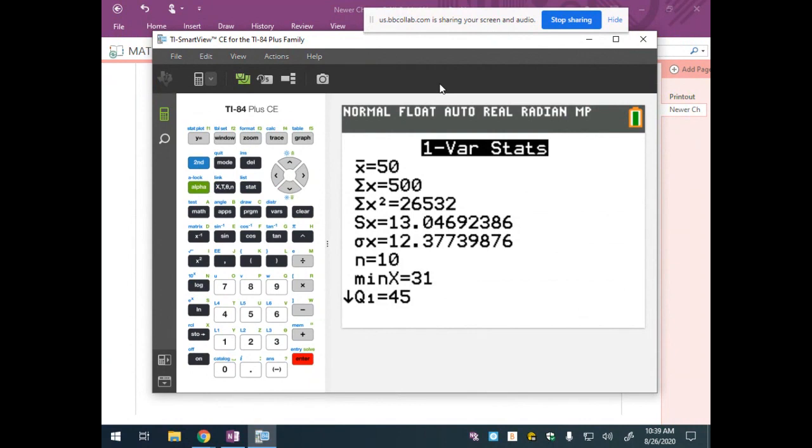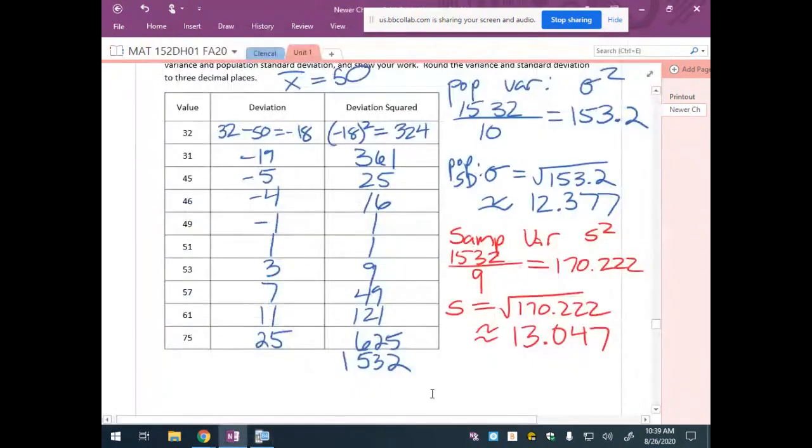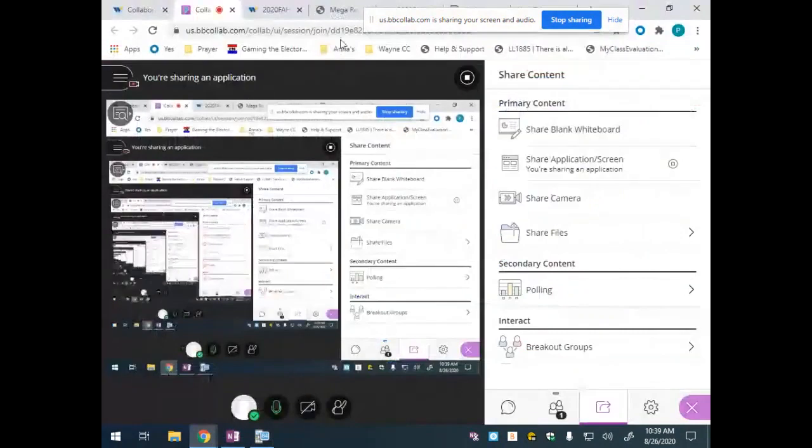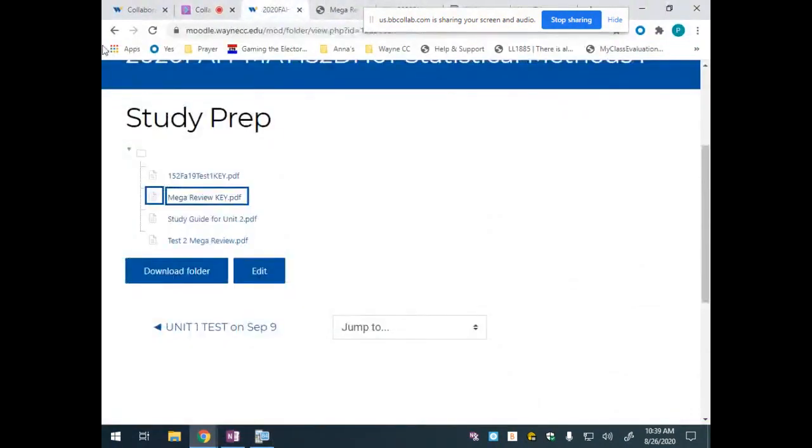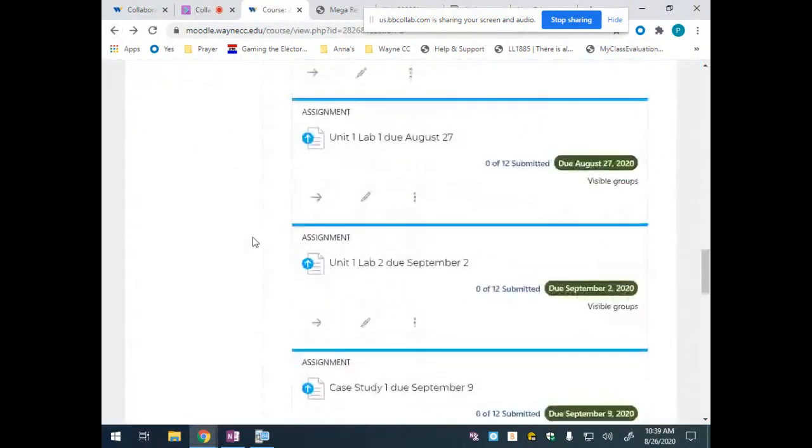1-var stat. In fact, does it match? So what I want to do is go to the Moodle page and show you exactly where you can find that.